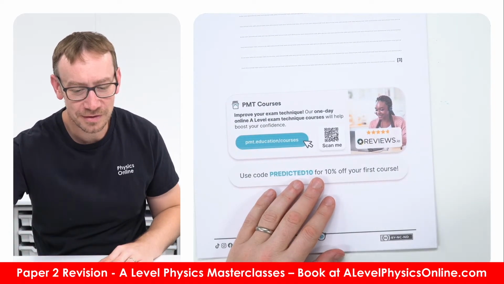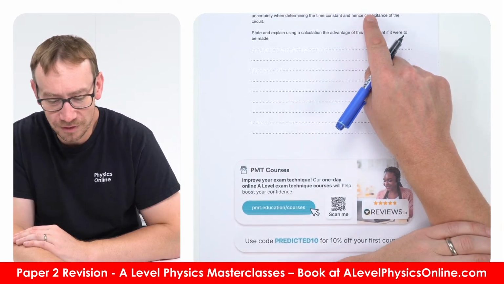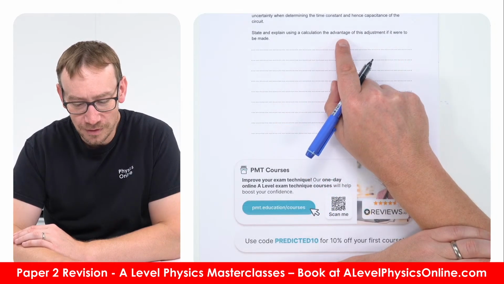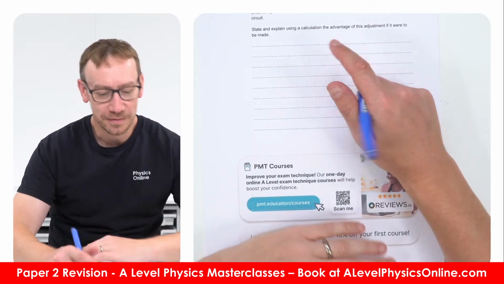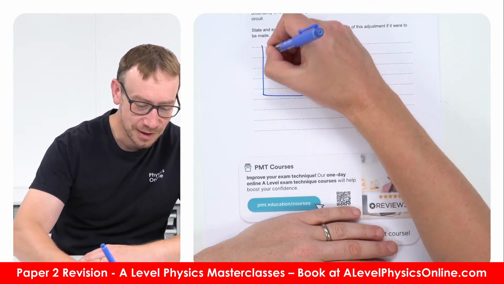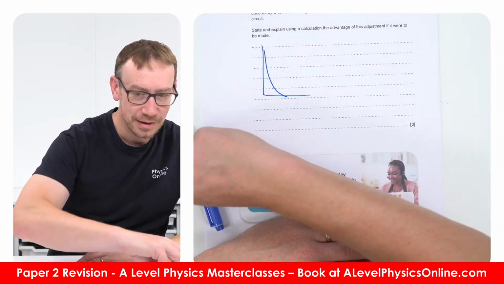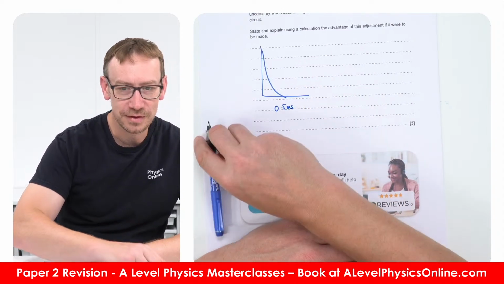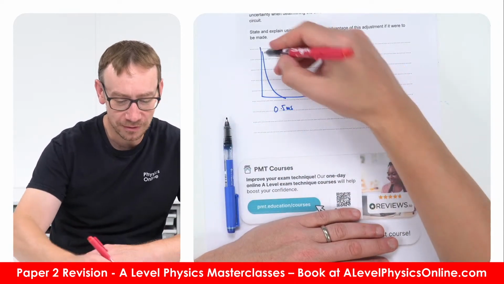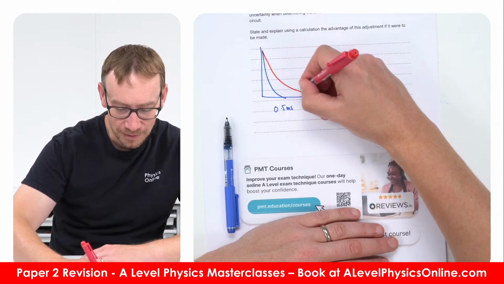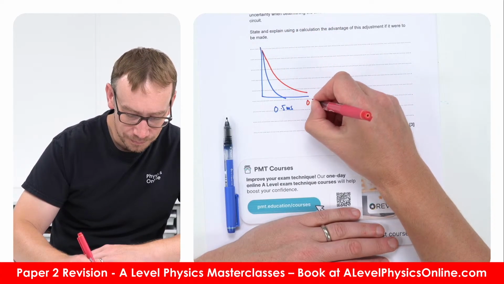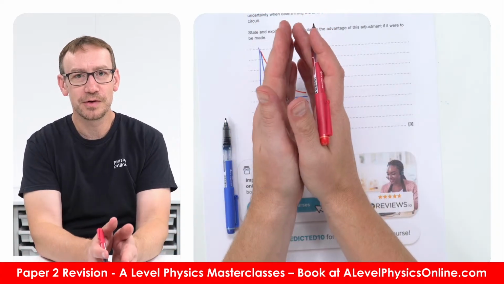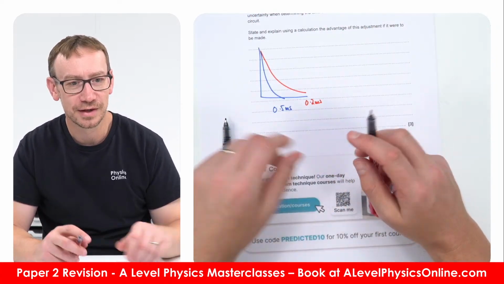It is suggested change the time base setting to 0.2 milliseconds per division could reduce the uncertainty. State and explain using calculation the advantage of this adjustment if it were to be made. So effectively, rather than having the data doing this, if this was where you had 0.5 milliseconds per division, if you made it 0.2 milliseconds per division, we then have something that looks like this. It would be stretching out everything on the x-axis.